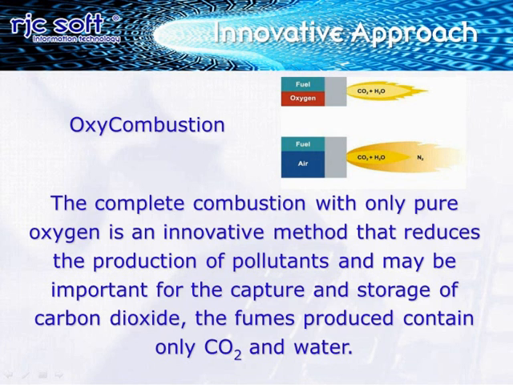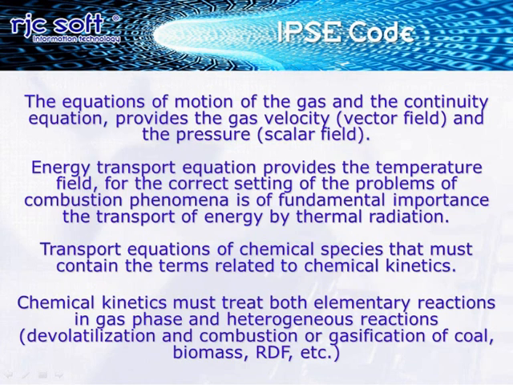The equation of motion of the gas and the continuity equation provide the gas velocity vector field and the pressure scalar field. The energy transport equation provides the temperature field. For the correct setting of the problems of combustion phenomena, the transport of energy by thermal radiation is of fundamental importance. Transport equations of chemical species must contain the term related to chemical kinetics. Chemical kinetics must treat both elementary reactions in gas phase and heterogeneous reactions, the volatilization and combustion or gasification of coal, biomass, RDF. Now we show some examples of typical applications of the IPSE code to industrial equipment.